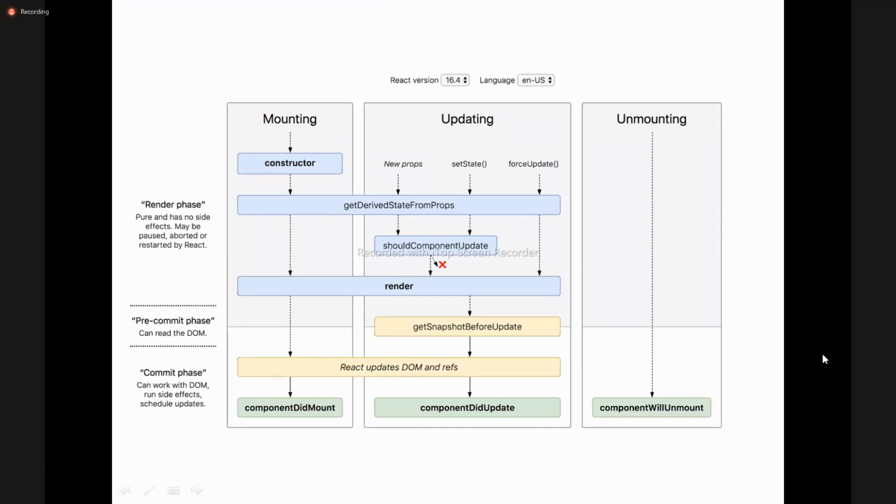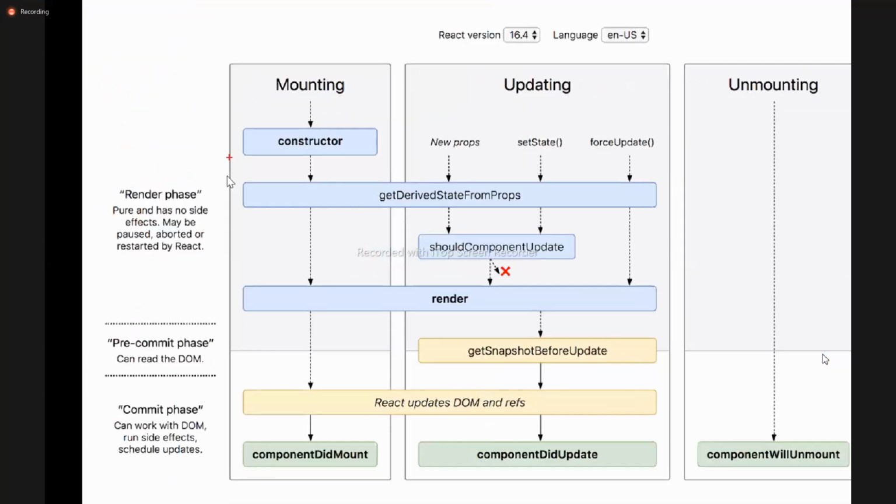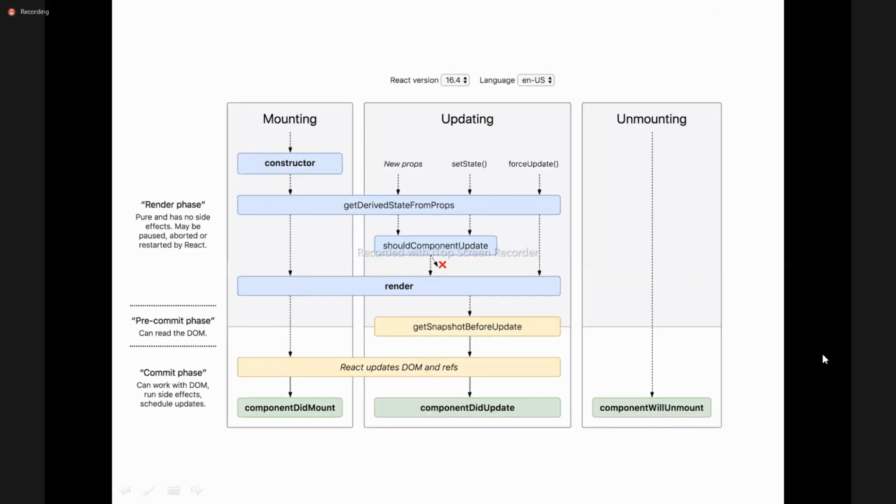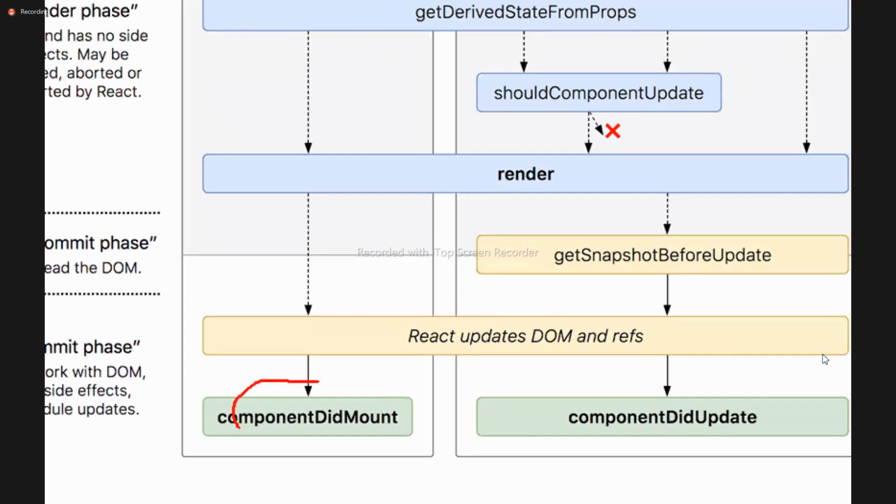That means here, this is the mounting phase. In the mounting phase, first, if you are using a class, a constructor will be created. After the constructor is created, it will use component did mount. It will mount and did mount. After that, it will render whatever is there.